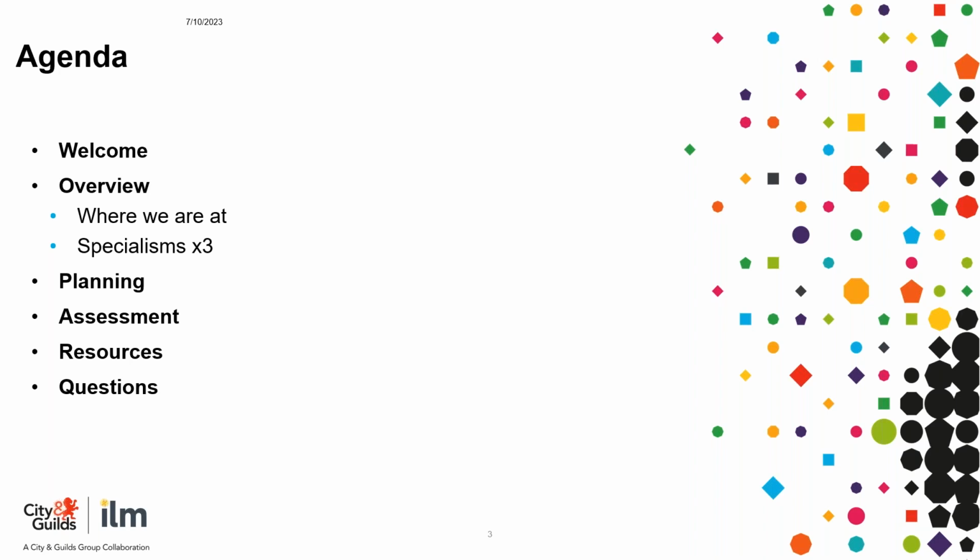So as per usual, what we're going to do today is have a quick look at the agenda. We're going to start with a bit of an overview of where we're at, look at the three occupational specialisms in detail, or certainly look into them and give you a bit of an overview as to why, how you should start planning, delivering the assessment associated with the three, and resources, and then finally questions at the end. So there should be plenty of time at the end to answer some questions. As per usual, if we can't answer them all, we will respond via a frequently asked questions document and post that up onto our website.